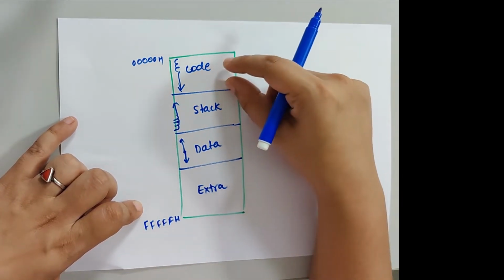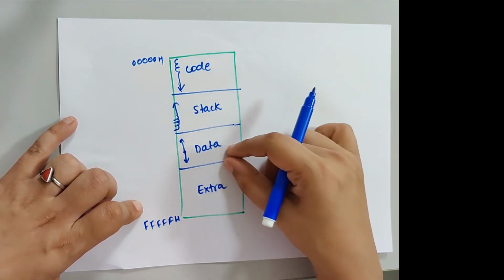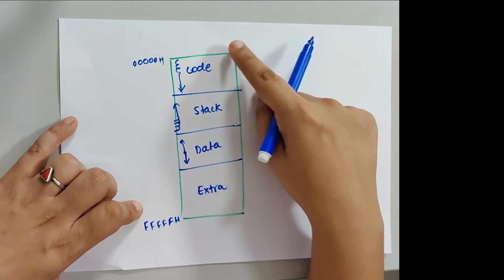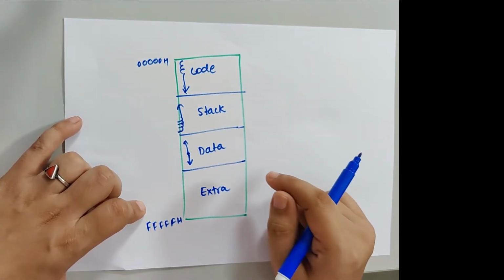So for one application, we can have a code segment. For that we can have a stack segment or a data segment or an extra segment, right? So we can have multiple code segments, stack segments, data segments, or extra segments.